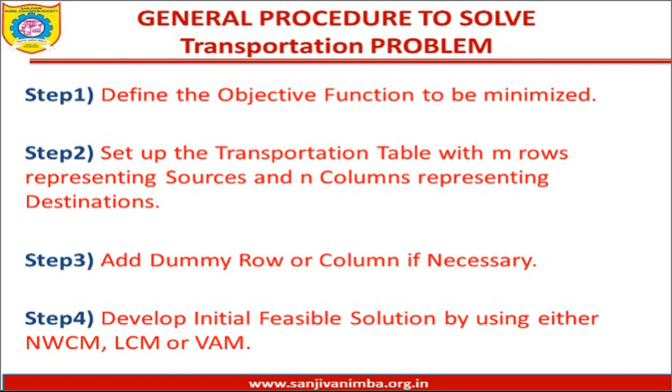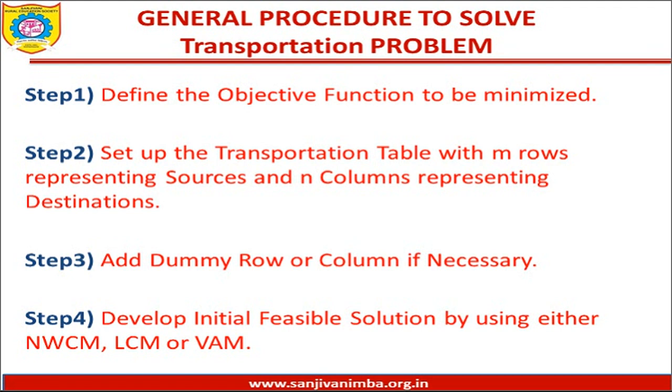Remember friends, the second step is to develop the transportation table, and while developing it you have to remember that row wise you have to use the information of sources, and column wise you have to use the information of destinations. Moving further, step number 3 is add dummy row or dummy column if required. Now the idea is very clear. If the transportation table is balanced, there is no need of adding a dummy row or dummy column. But if the transportation table is not balanced, you will have to add a dummy row or dummy column.